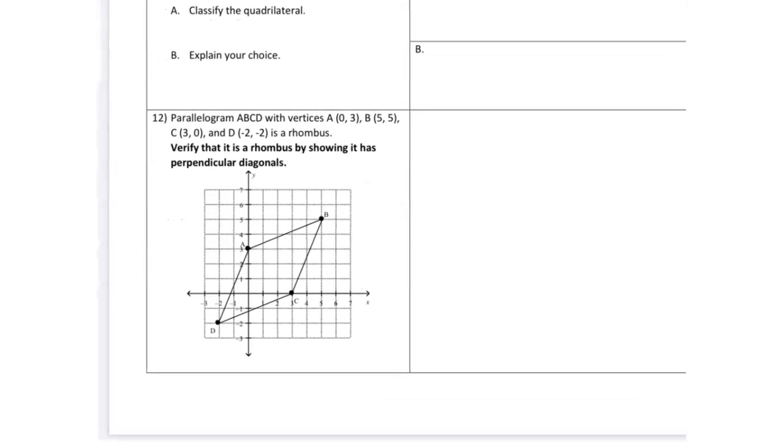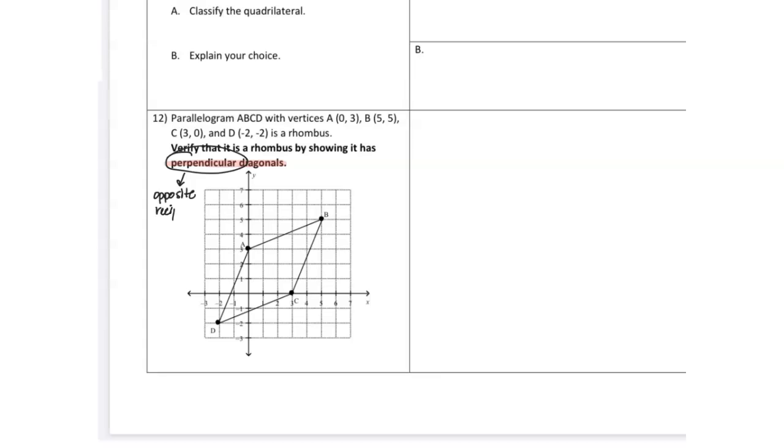For number 12, we have a parallelogram. For this parallelogram, we are verifying that it is a rhombus by showing that it has perpendicular diagonals. So perpendicular diagonals. They want us to show that it has perpendicular diagonals. Well, remember that keyword perpendicular means that we're looking for opposite reciprocal slopes.